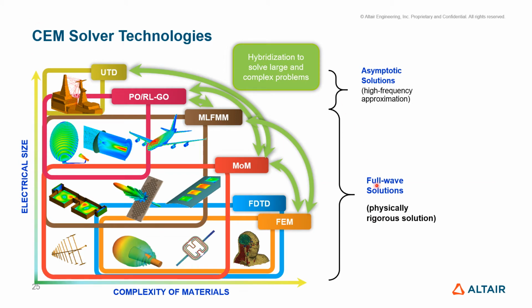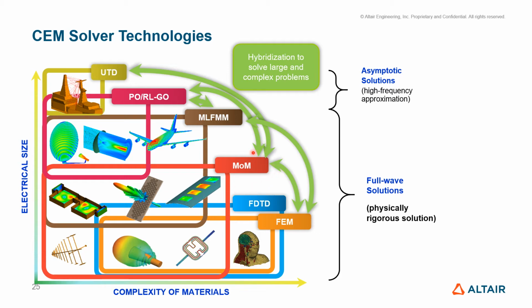This can be pictorially represented in this diagram here, where our horizontal axis is the complexity of materials and the vertical axis is the electrical size. As you can see, FEM can be very good for electrically reasonably small sizes, but at the same time a lot of inhomogeneous materials. Same thing with FDTD, but electrically limited, not that they're not valid for electrically large structures, just that they become computationally expensive.